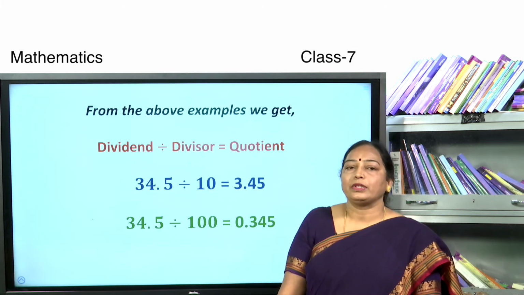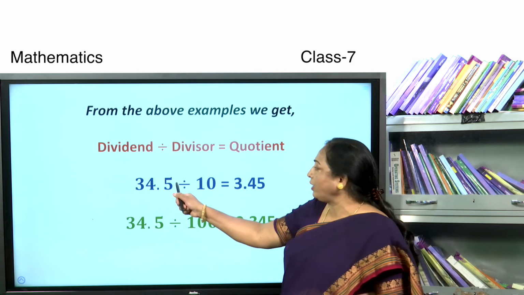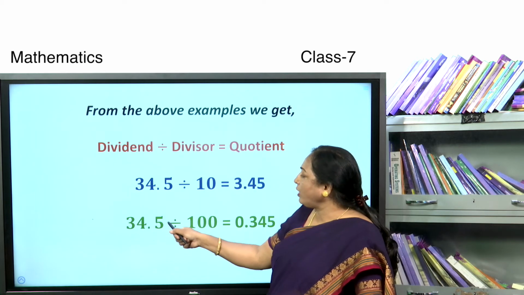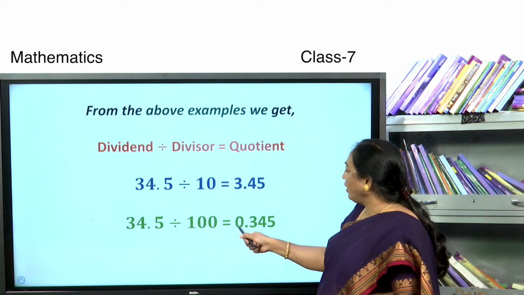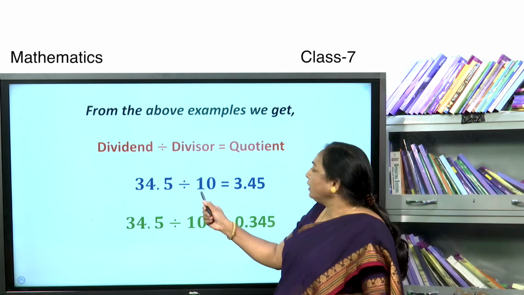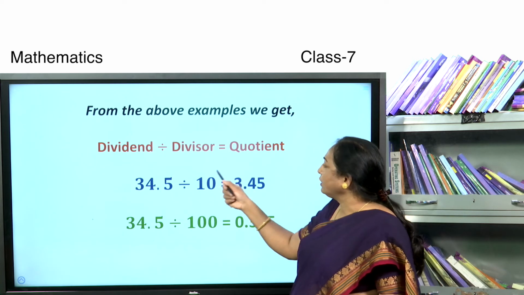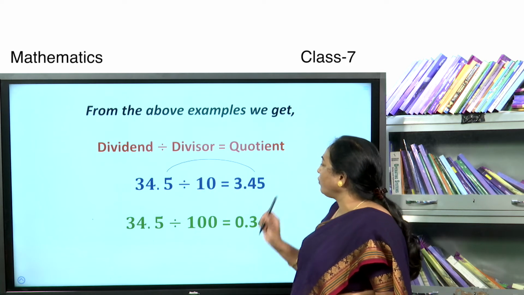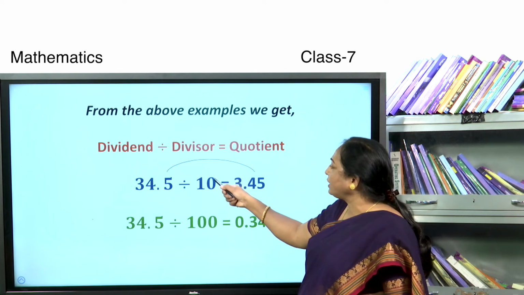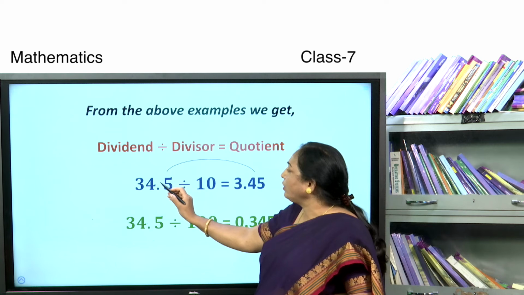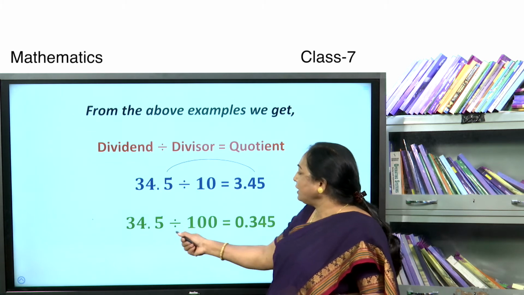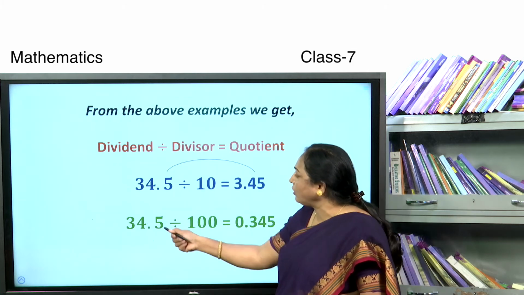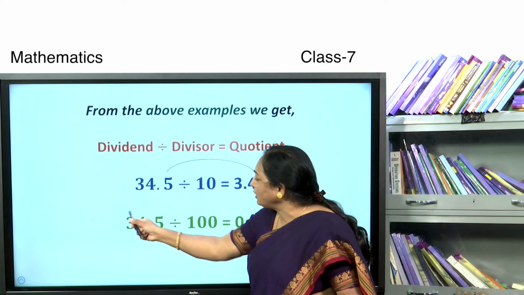From the above examples, we get 34.5 divided by 10 is equal to 3.45. 34.5 divided by 100 is equal to 0.345. Here, the dividend and the quotient have the same digits 3, 4, 5. In 10, only one 0 is there, so the decimal is shifted one place towards the left. In the second one, in the divisor, there are 2 zeros. Therefore, the decimal point is shifted 2 places towards the left.